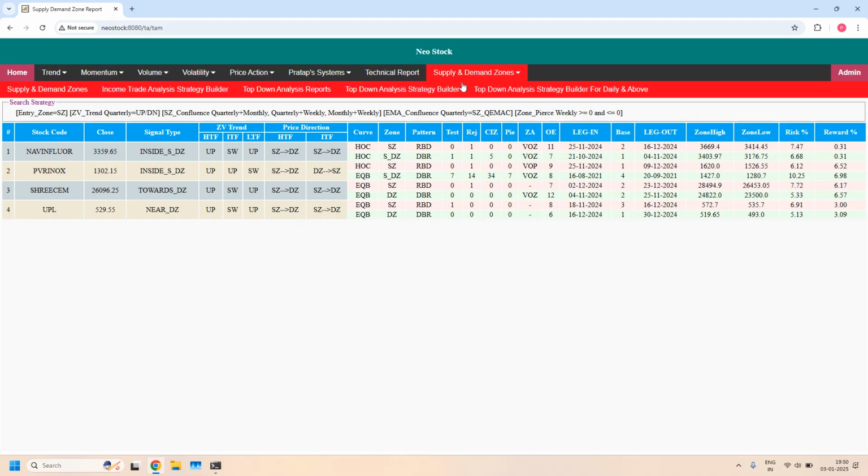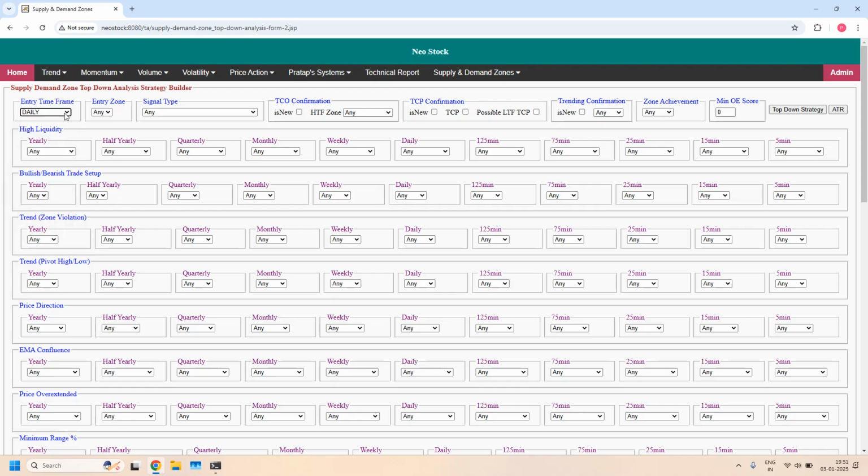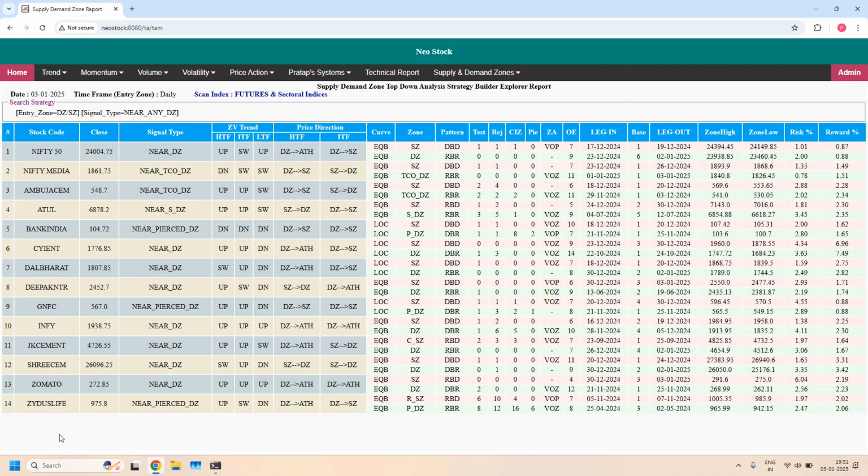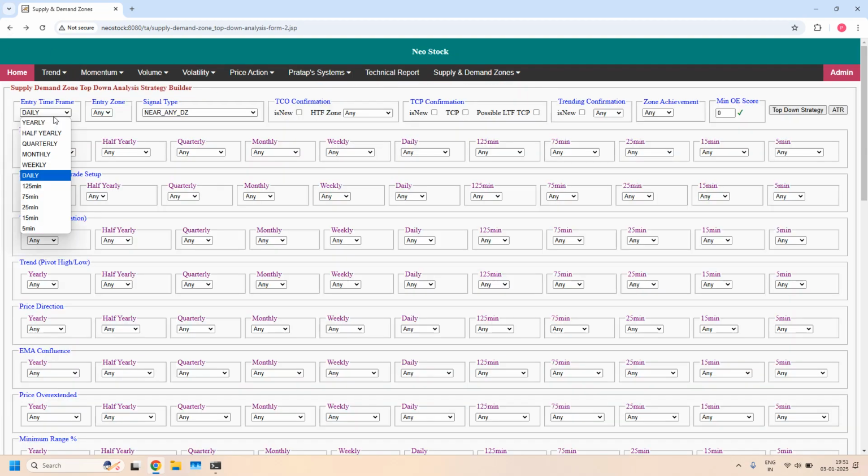Next time frame is daily. Entry time frame daily. Let us find the stocks near daily demand zone. 14 stocks are filtered. Let us identify high liquidity zone from this list. So Atul is having a high liquidity zone. And we don't have any other high liquidity zones. We have only one valid high liquidity zone.